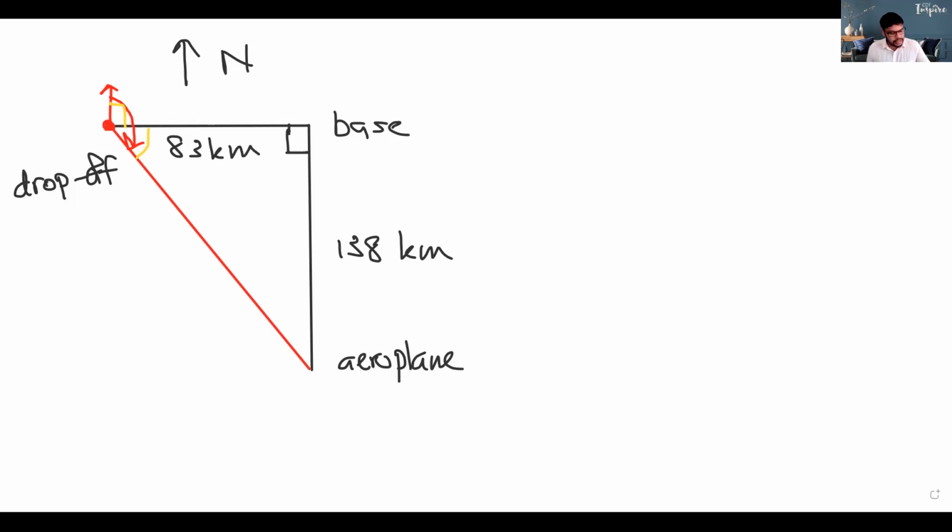Children, you can clearly see this right angle triangle. Can you see this right angle triangle? You know the opposite 138 and the adjacent 83. So what is opposite to adjacent, children? Tan theta. Tan theta is opposite to adjacent. So what will we do? We'll take tan theta is equal to 138 over 83. So theta is going to be equal to tan inverse 138 over 83, children.